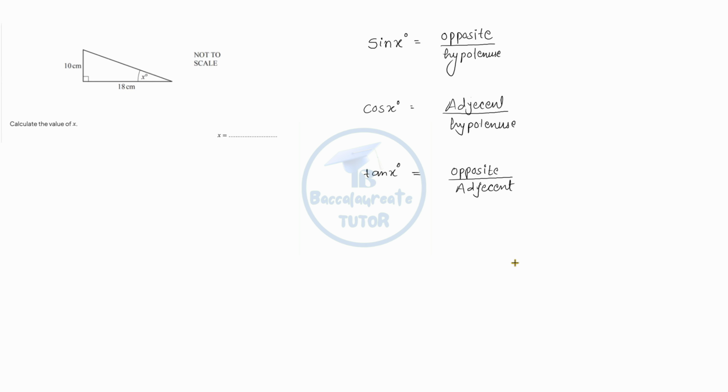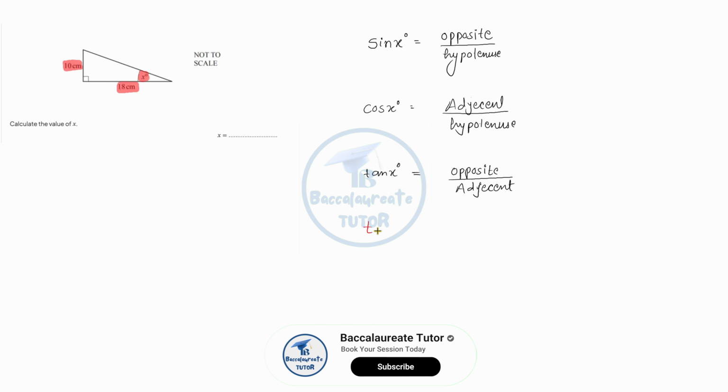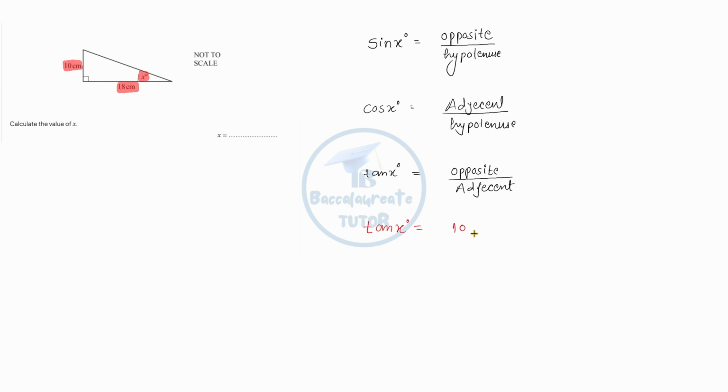Sine, cosine, or tan? You use tan here, and tan x degree is basically opposite, which is 10, divided by adjacent, which is 18. So if you are supposed to find x, you can write x is equal to tan inverse 10 over 18, okay?